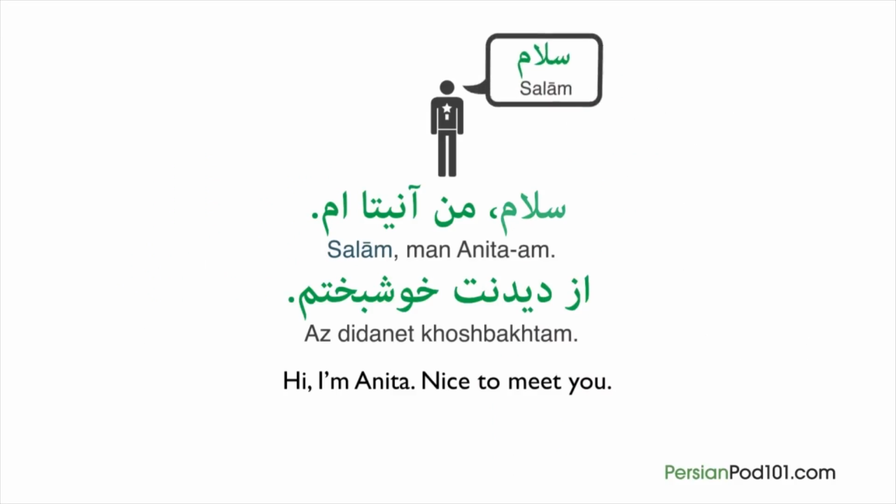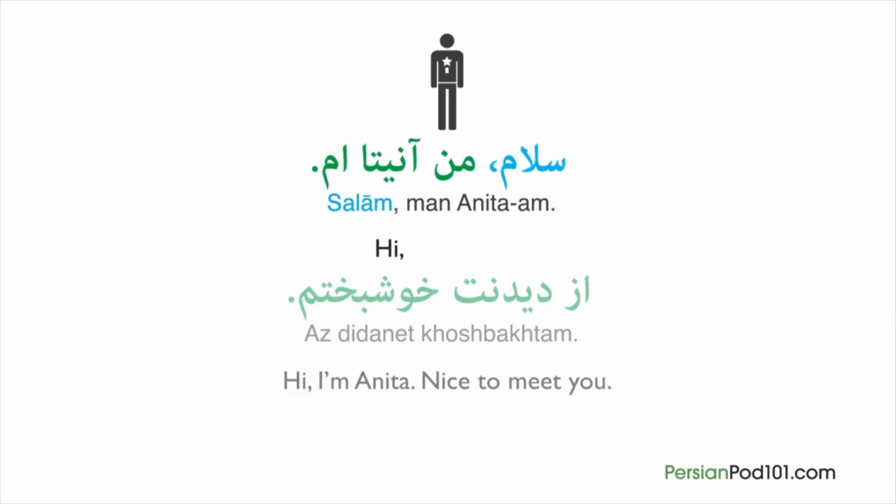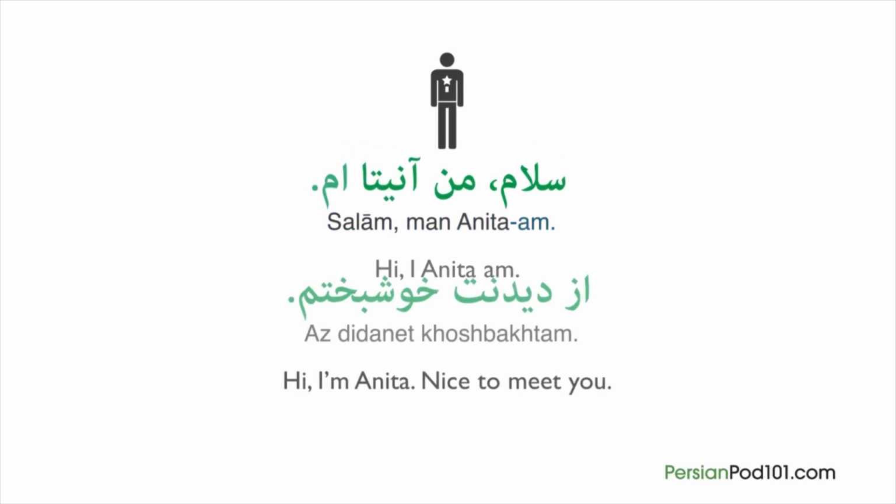Start by saying salam, which means hi. Then say man, I, your name, and then am, which means to be or am. Salam, man Anita'am. Persian word order is different than English. Word for word, this literally means hi, I, Anita, am.